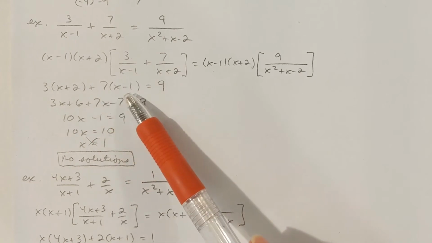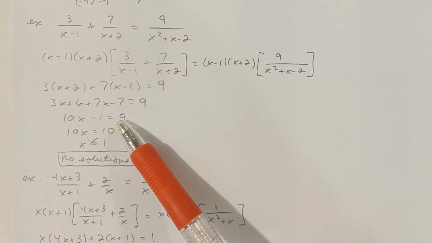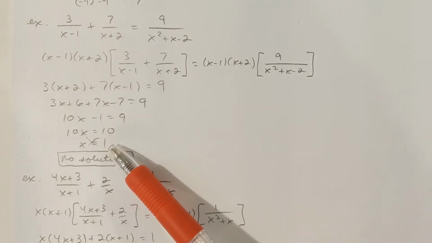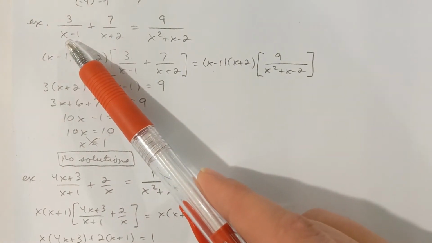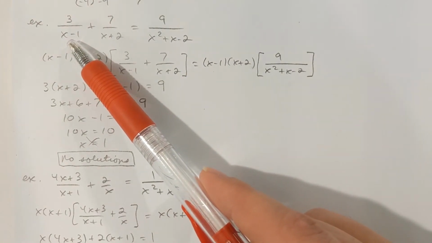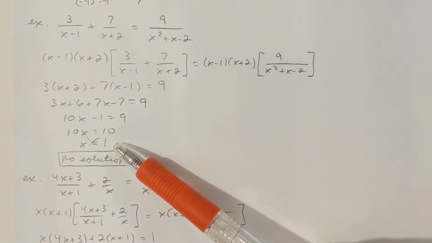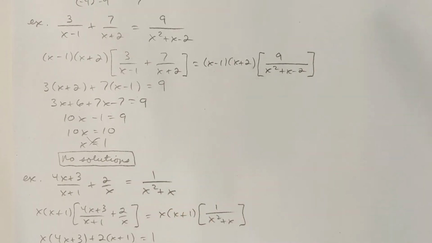When you distribute and collect your like terms here, I'm getting 1 as the value for x, and 1 is not going to work because when you plug that back into the original, there's a problem with division by 0. 1 was the only number that came up, and it didn't work, so this equation is going to have no solutions.